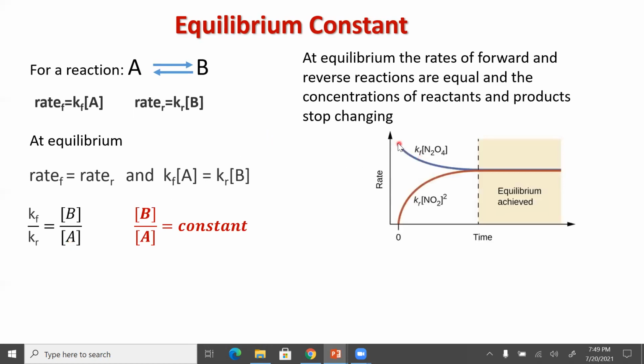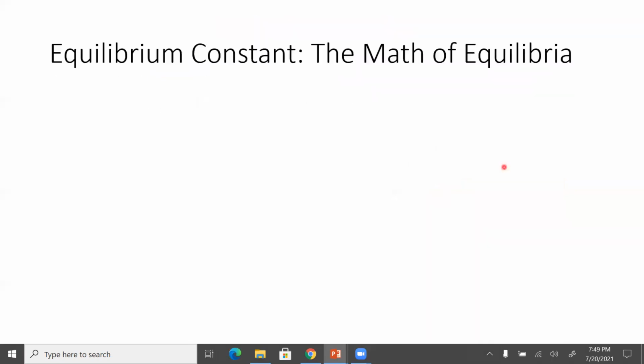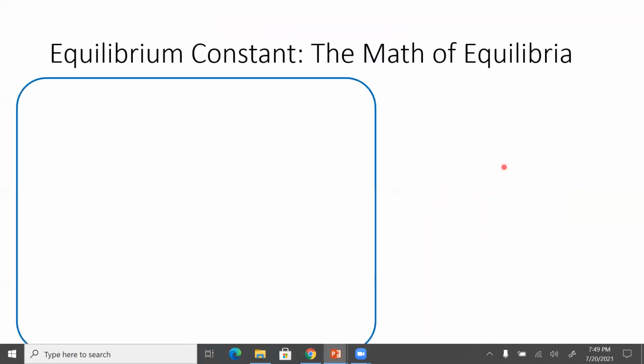Again, we've got our forward reaction rate slowing down. We have our reverse reaction rate speeding up until the rates are equal and equilibrium is achieved. Again, that's not the same thing as saying the concentrations are equal when we're at equilibrium, but the rates are. And that's why we jumped up and did some stuff on rates before we went back and talked about equilibrium. So how do we come up with equilibrium constants?